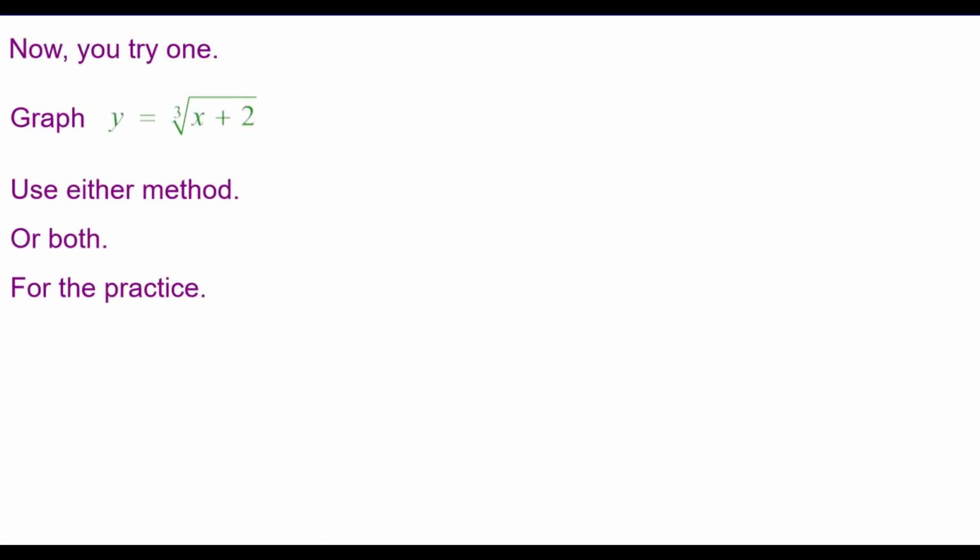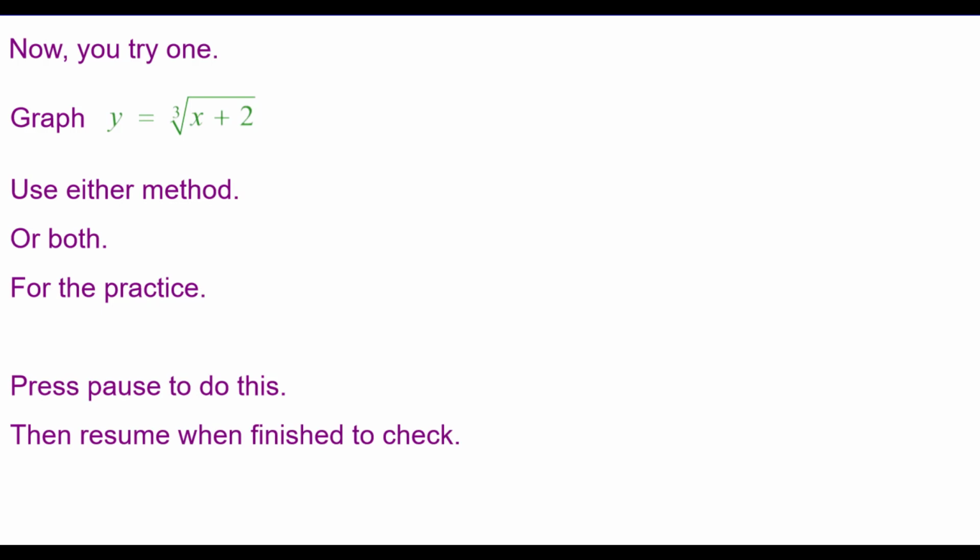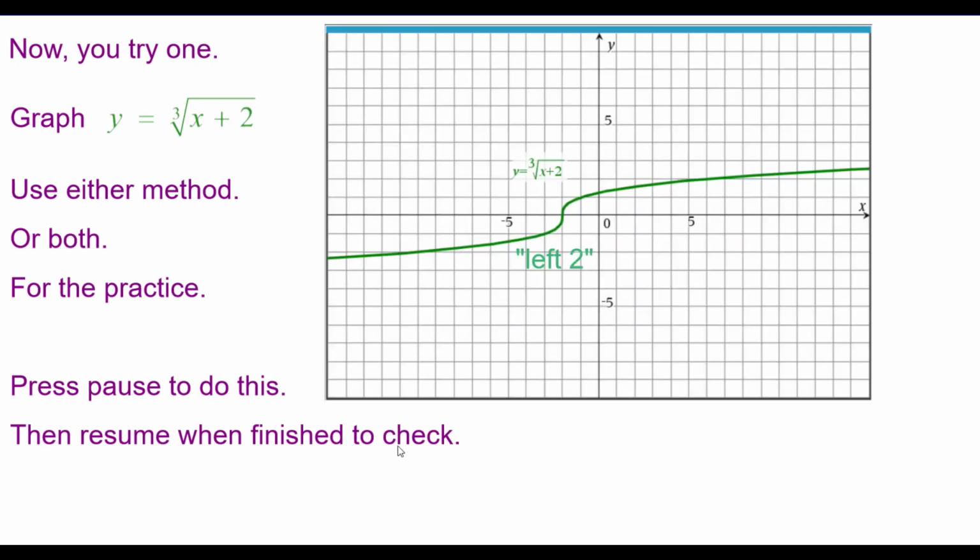Now you try one. Graph y equals the cube root of the quantity x plus 2 using either method or both for the practice. Press pause to do this and then resume when you're finished to check. And this is the answer. The cube root function moved to the left, shifted to the left 2 units horizontally.